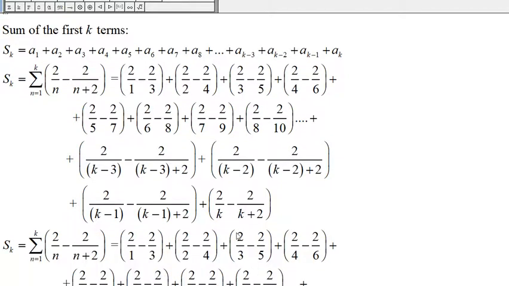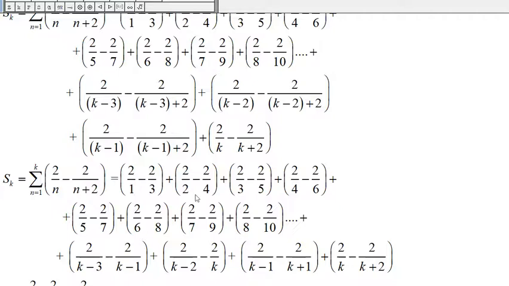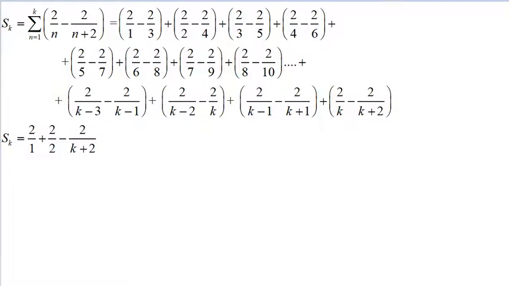And then simplify a little bit. k minus 3 is k minus 3. k minus 3 plus 2 is k minus 1. k minus 2 plus 2 is just k. And then we have k minus 1. k minus 1 plus 2 is k plus 1. And then we have k and then k plus 2. And so for s sub k, this is what we have.